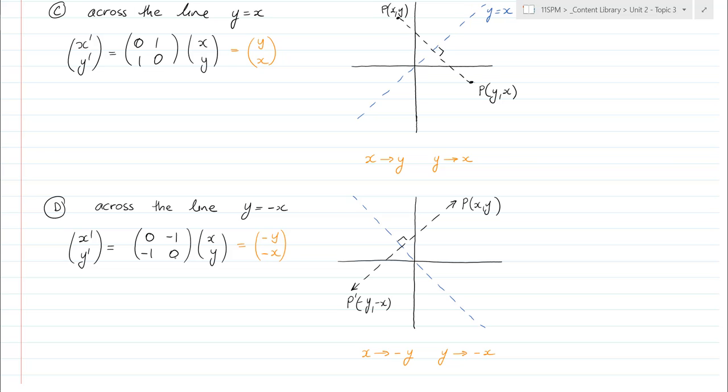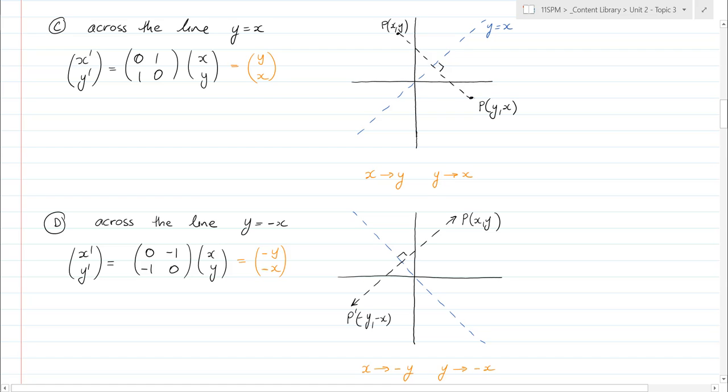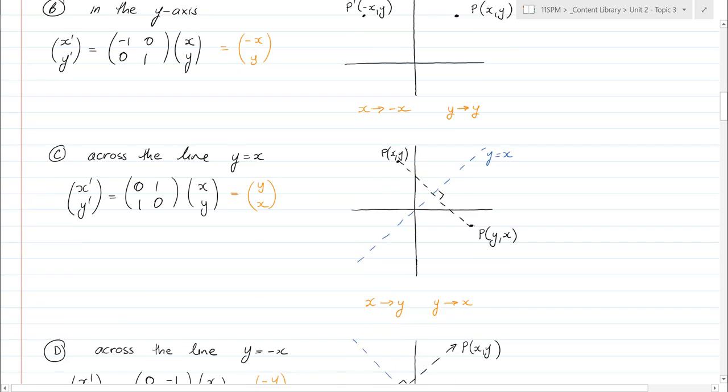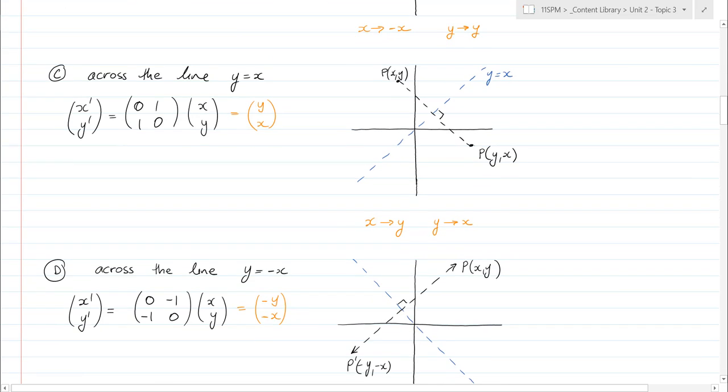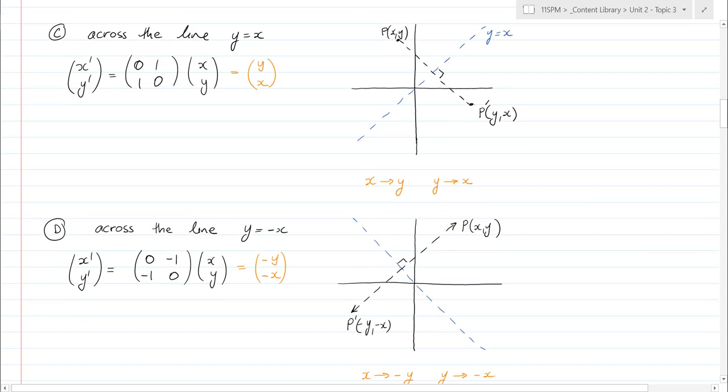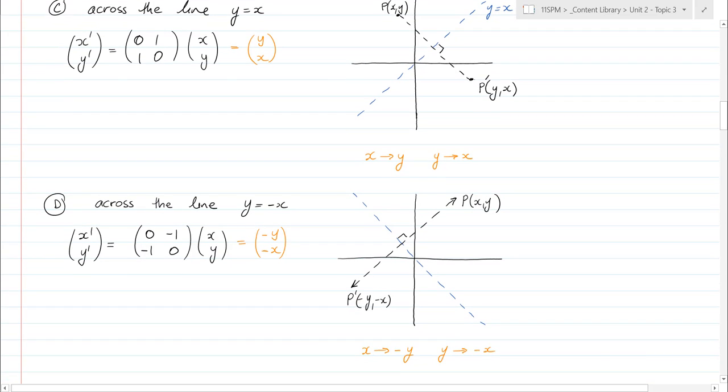Which one's the image in C? C is the reflection across the line y equals x. Yeah, but the dash should be on top. Oh, yeah, it'll be the bottom one. You're right. Yep, this one here that's been reversed. Any questions? So that's reflections across the line.